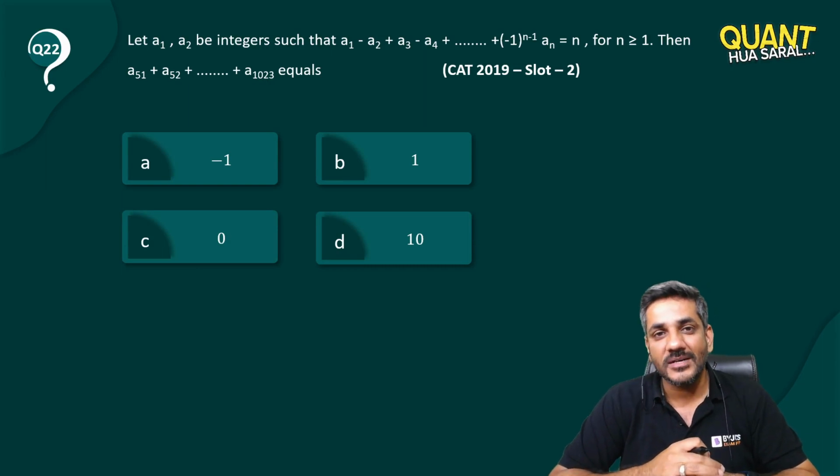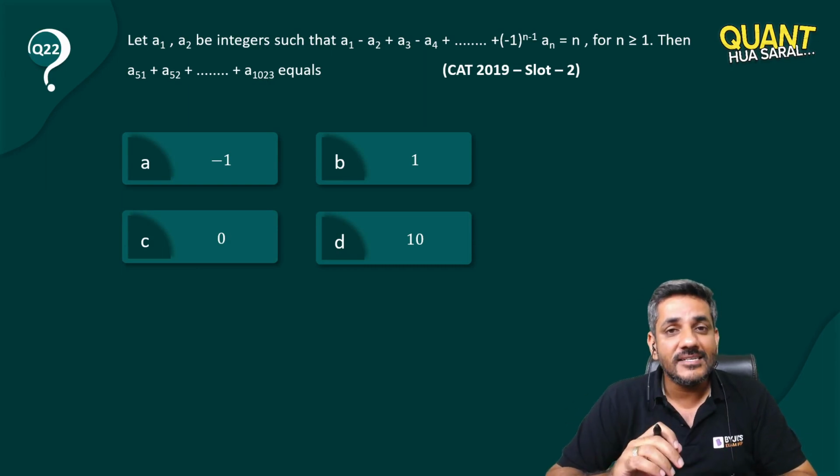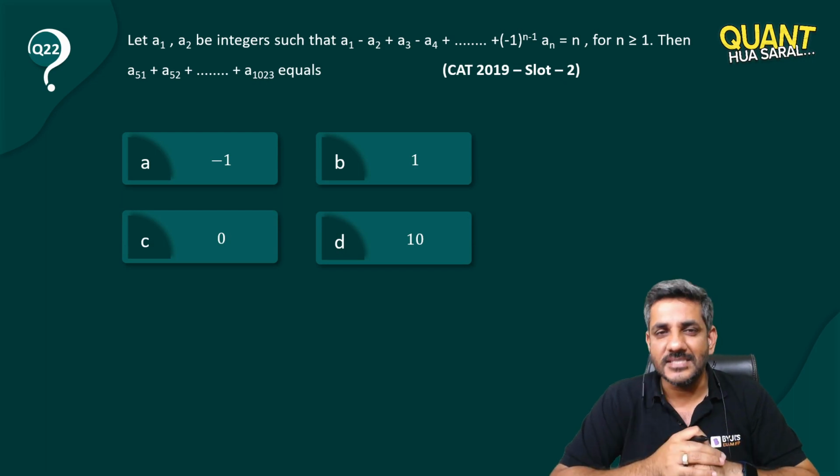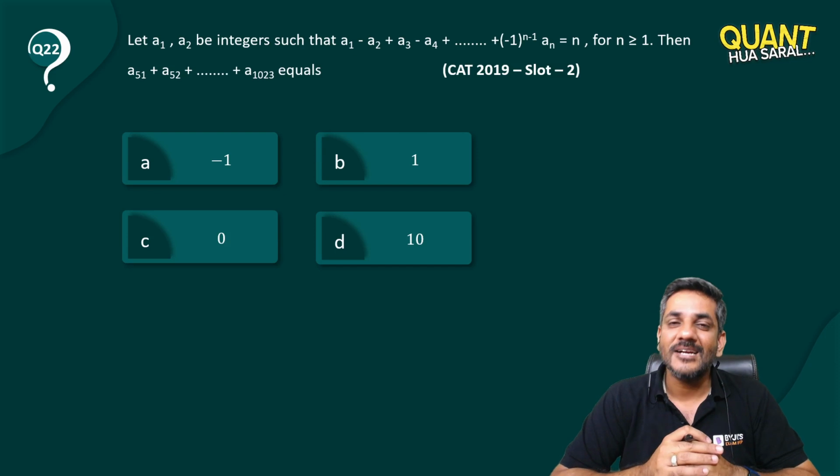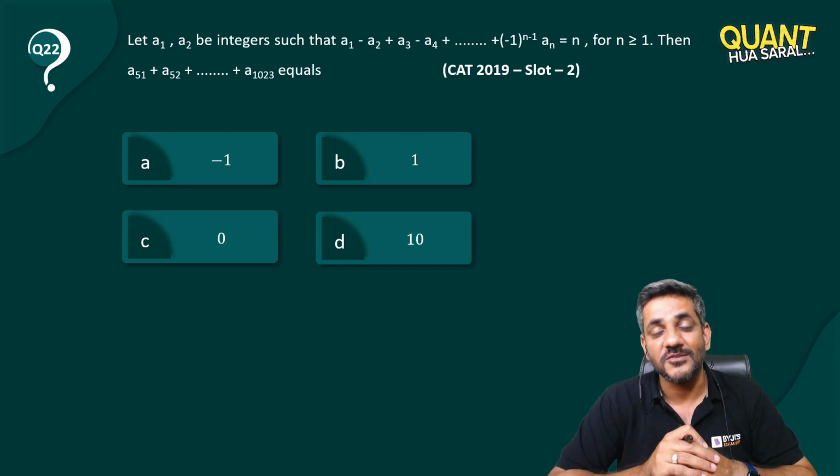Once again, we have a question from CAT 2019 slot 2, and this time I've taken algebra, something that we do not like much, right? Let's talk about it. Let's try to figure out what is an easy way of doing these questions.